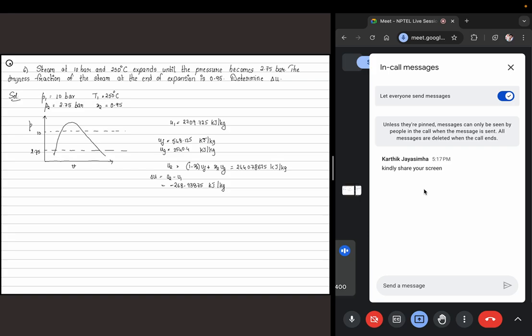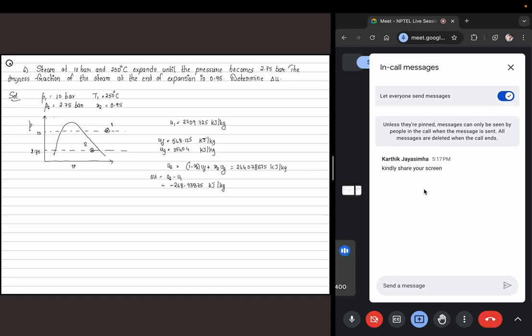And just to reiterate here, initially you were given some state. So this is my initial state. You are at some 250 degrees Celsius, so this is 250 Celsius and 10 bar pressure. And finally, you are somewhere inside the dome here.